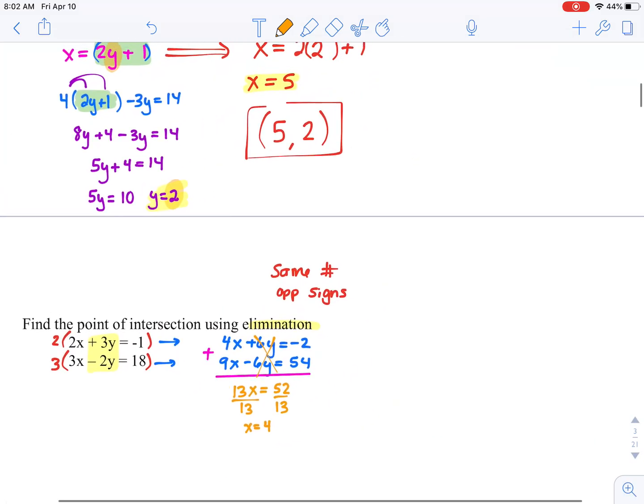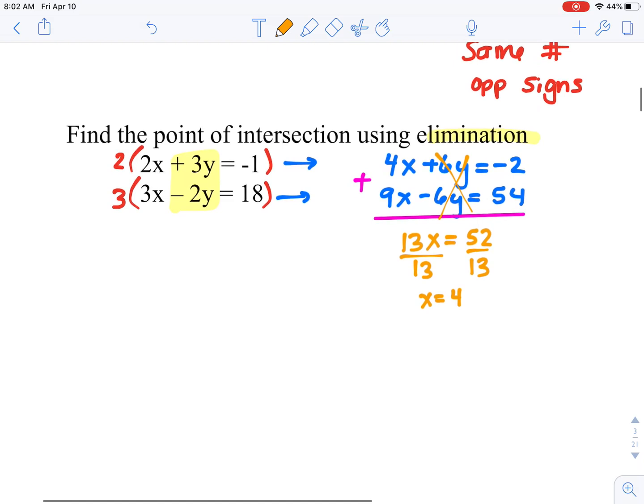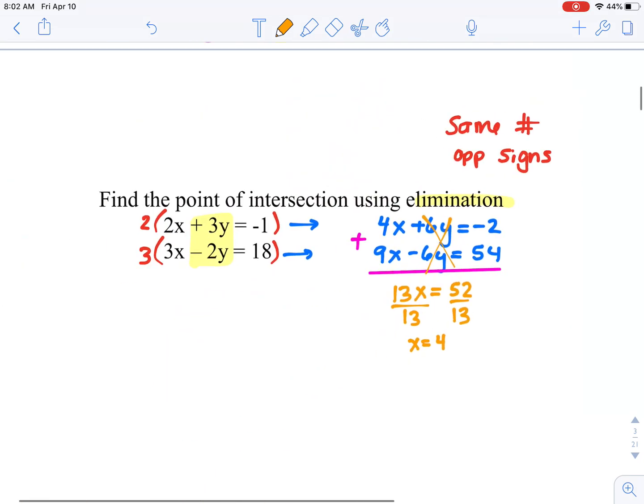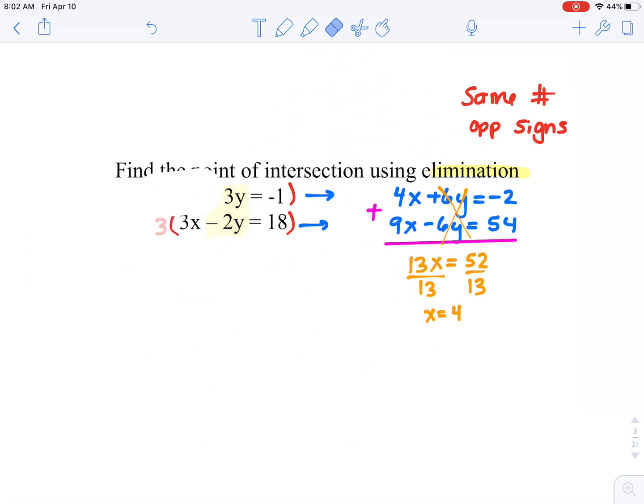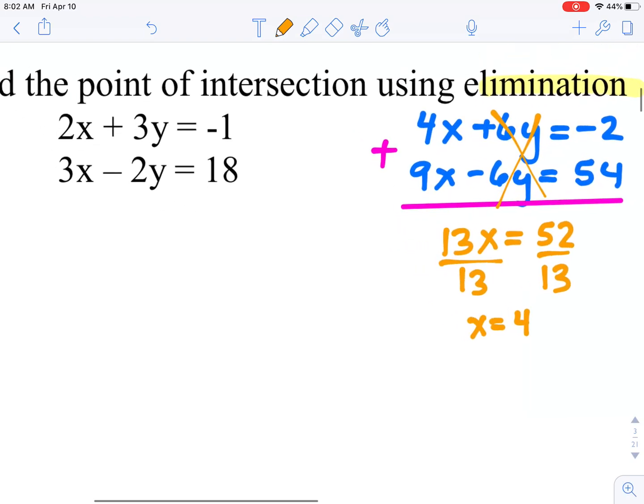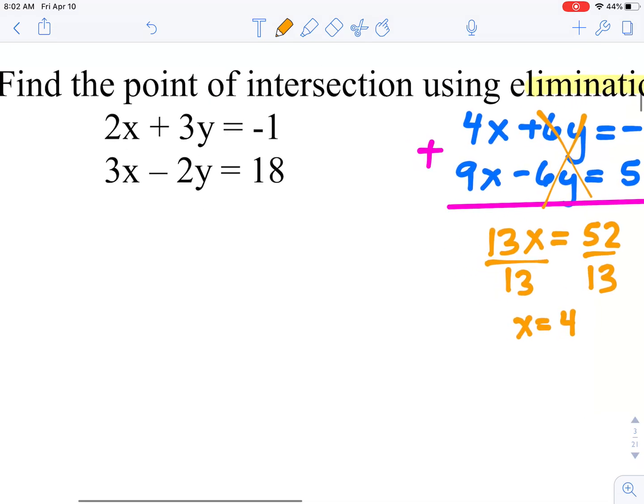And now you have a choice. You can plug back in to any of the equations. You can plug into my blue adjusted equations. I typically always go back to my original ones, just in case I made a mistake somewhere along the way. And it doesn't matter which one you choose. I think I'm going to choose maybe the first one, so I'll highlight that.